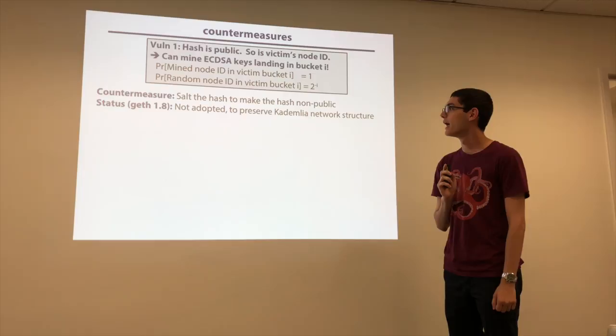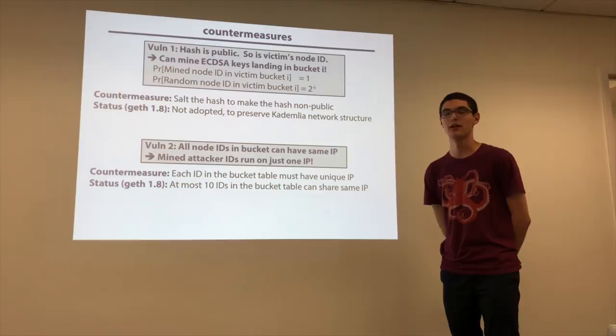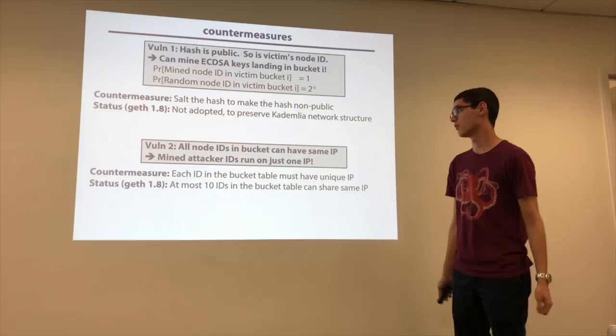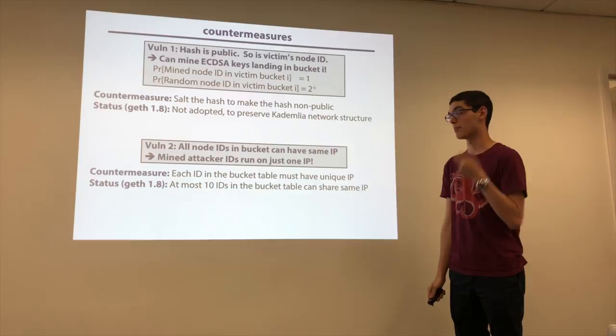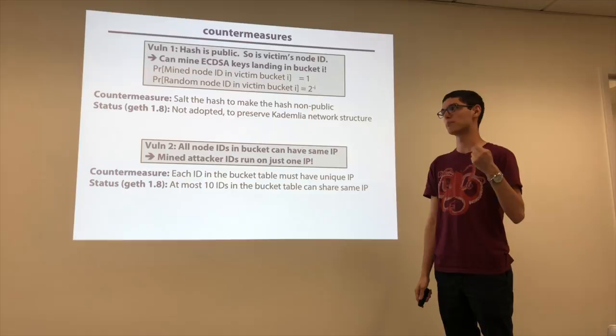And this vulnerability, the fact that all node IDs in a bucket can have the same IP, simple countermeasure, just make it a one-to-one mapping, right? One ID per IP. This wasn't fully implemented. What they did instead is make it at most 10 IDs in the bucket table can share the same IP. So that makes it a lot harder for the attacker. I mean, if he has enough money, he can still just buy IP addresses, but now you can't do it with a Mac and a DigitalOcean node.